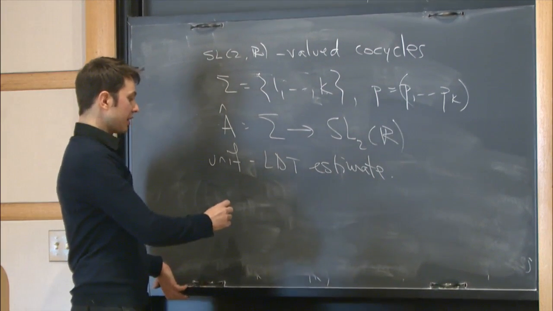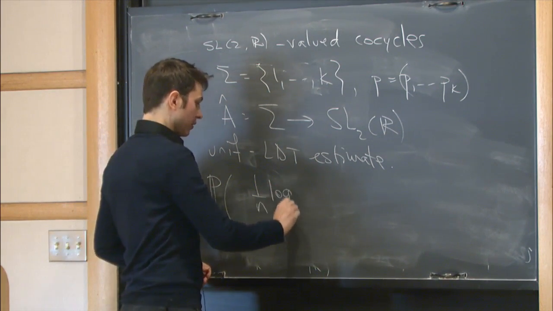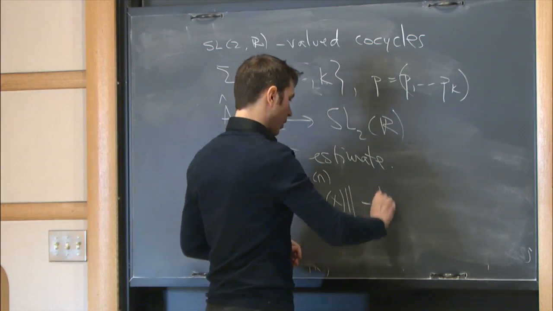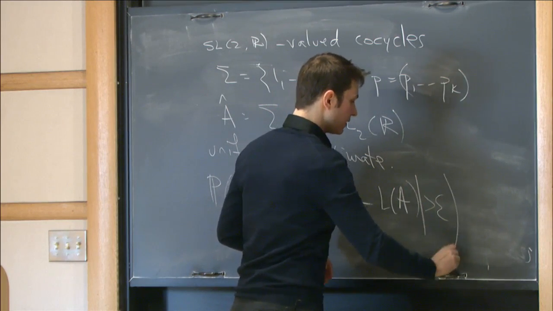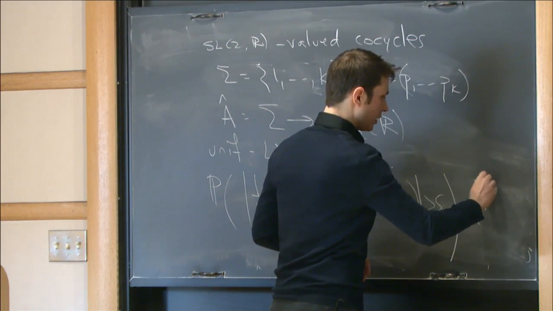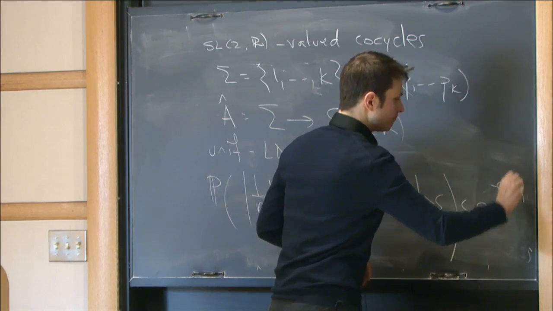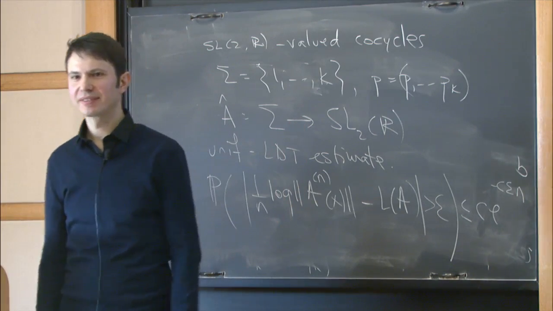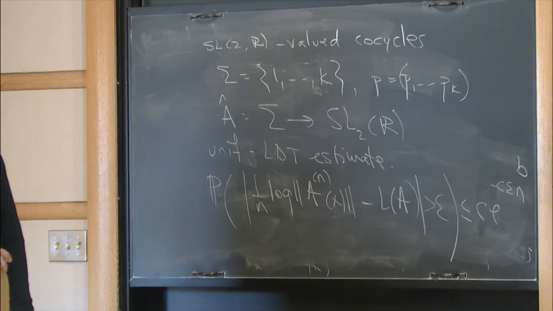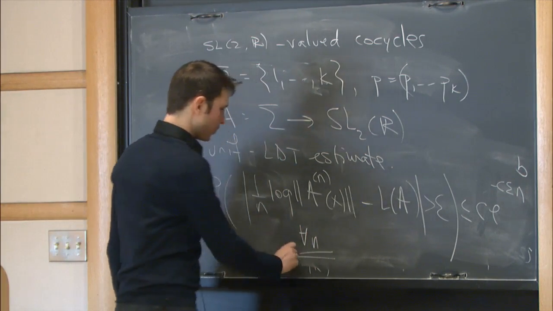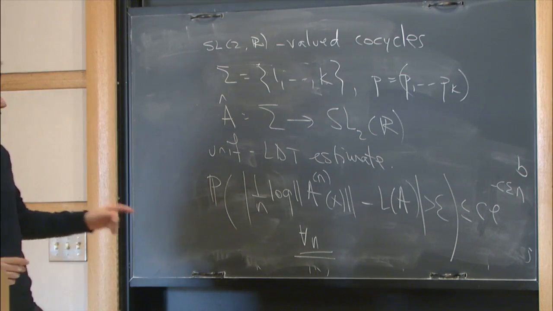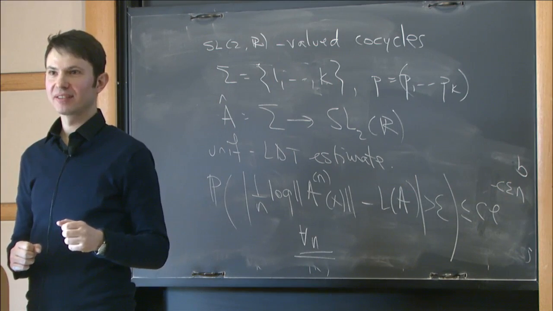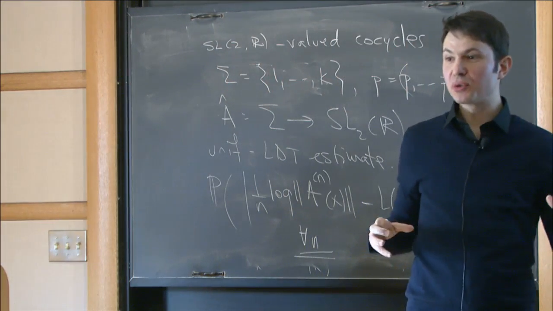estimate in the sense that for any cocycle in this space, the probability that 1 over n log of the norm differs by more than epsilon, this tail event, decays. So let me put a constant here. There is some power b, which I think is explicit, but it's 1 over something. It's an explicit power, but it's not 1, unfortunately. And this holds for all n. So there is no assumption on the cocycle. The power b can be 1 if the cocycle is not diagonalizable. So the worst case is the diagonalizable, the most reducible.